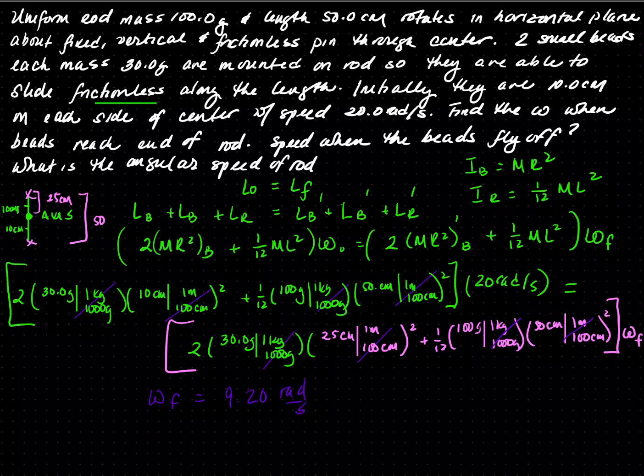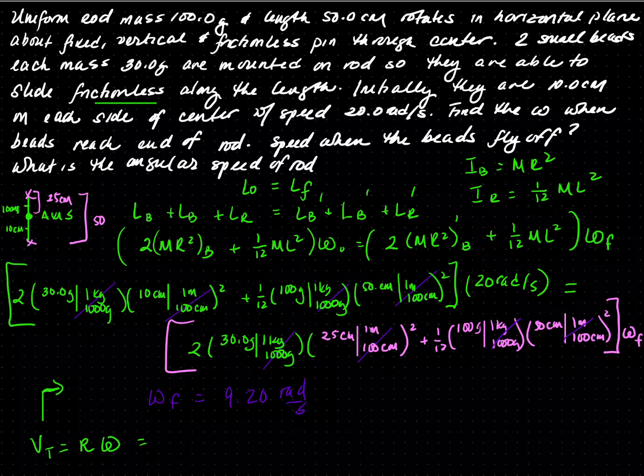So they want the speed when the beads fly off. When the beads fly off the stick, it becomes tangential. Because why? It's circular motion at that instant. It becomes tangential velocity, which is just linear velocity. So V tangential is radius times omega.